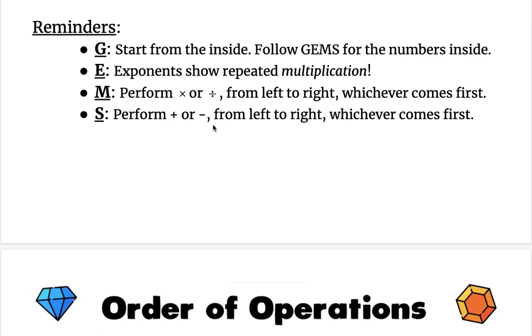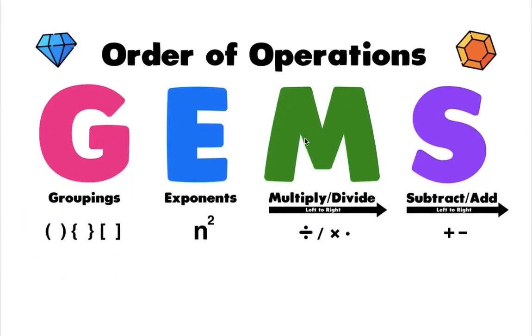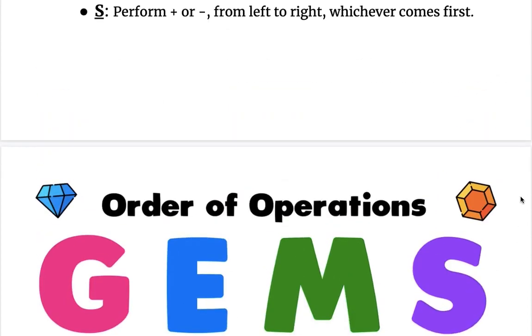Same thing with the S in GEMS. You're going to perform addition or subtraction from left to right, whichever one comes first. So just because S stands for subtraction doesn't mean that you always perform subtraction first. If you see addition coming first from left to right, then perform that one first. So everything is from left to right. Multiplication and division are grouped together because they are inverse operations. And subtraction and addition are grouped together because they're inverse operations with each other.